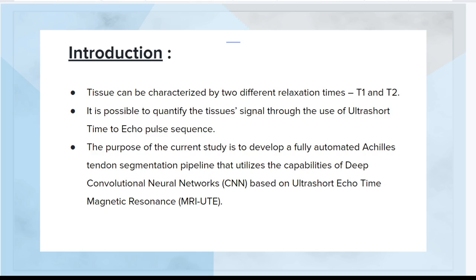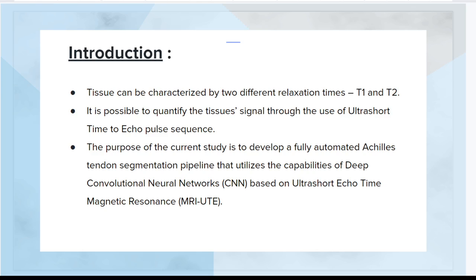Now, I would give a brief introduction of the topic. Tissues can be characterized by two different relaxation times T1 and T2. T1 or the longitudinal relaxation time is a measure of the time taken for spinning protons to realign with the external magnetic field. T2 or transverse relaxation time is the time constant which determines the rate at which excited protons reach equilibrium or go out of phase with each other.